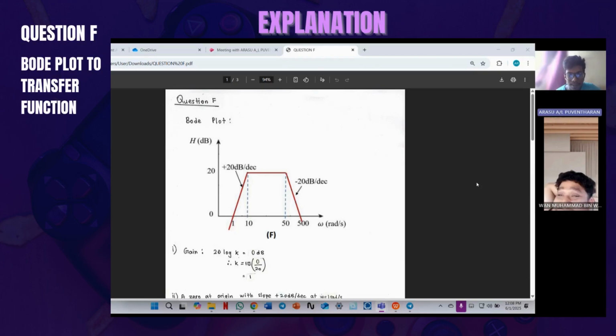Hello, my name is Arasu Annalaki Poindren, and my matrix number is B1124106002. Hello, my name is Wan Muhammad bin Nasruddin. My matrix number is B1124103991.